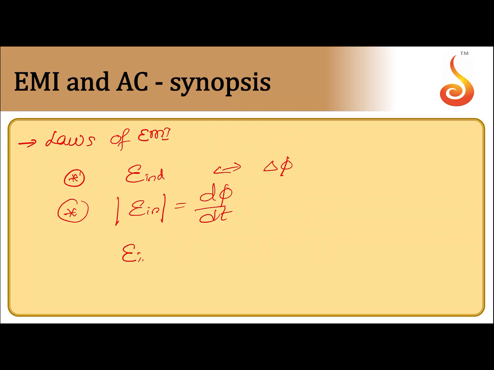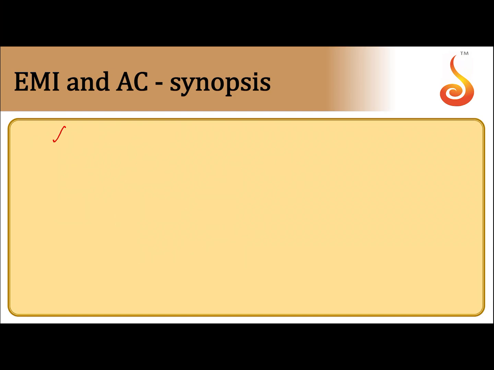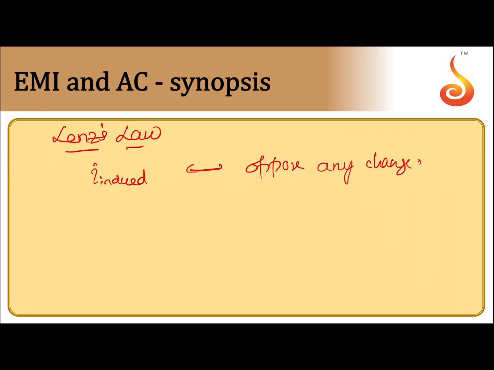Now, this induced EMF is actually given by minus d phi by dt. The negative sign is in accordance with energy conservation, which is represented by something known as Lenz Law. According to Lenz Law, the direction of the induced current is such that it tries to oppose any change in flux. So, we have E is equal to minus d phi by dt.